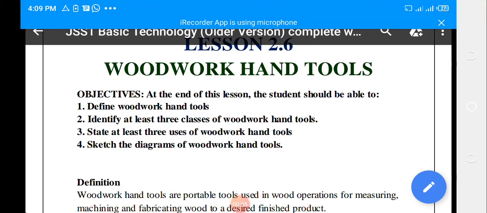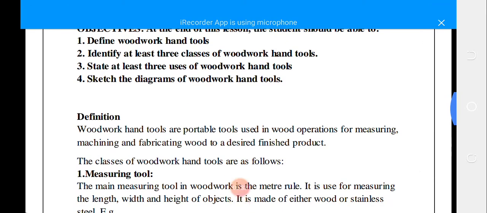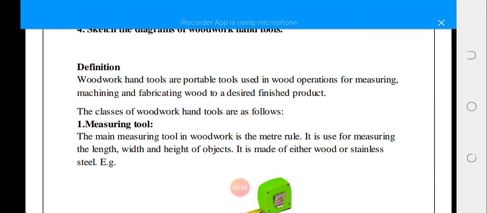Today we'll be talking about woodwork and tools. Our objective is that at the end of this lesson, the student should be able to define woodwork and tools. Every one of you should be able to define woodwork and tools, identify at least three classes of woodwork and tools, state at least three uses of woodwork and tools, and sketch the diagrams of woodwork and tools. So our first objective says, woodwork and tools are portable tools.